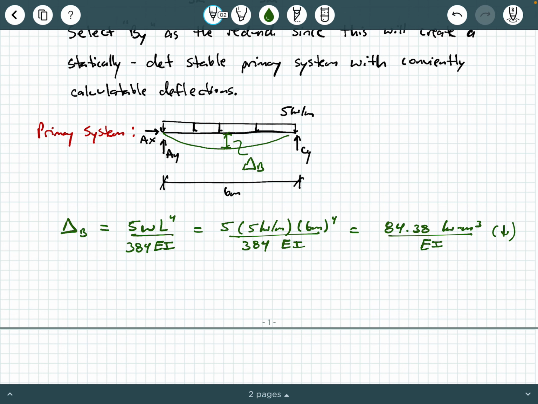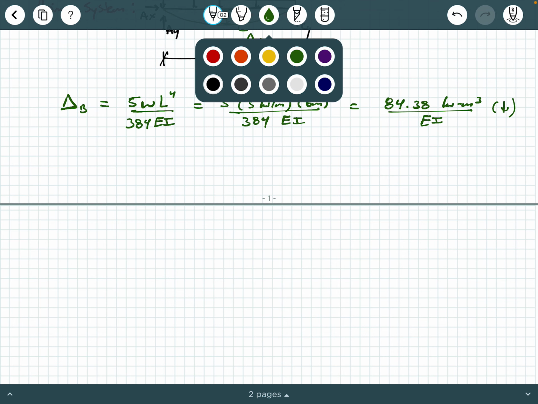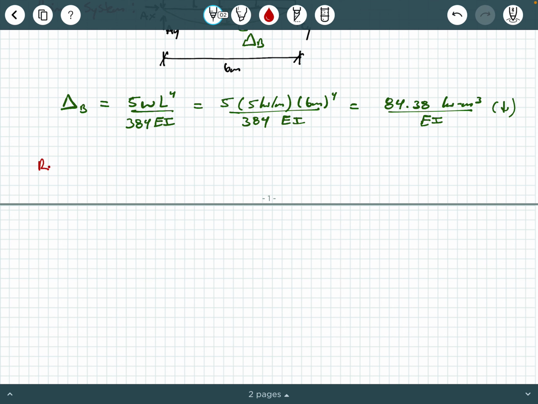So that's delta B. Now we're going to follow a similar procedure that we have seen in our other videos on this topic. We're going to now draw the redundant, I'm going to call this redund system. Now on the redundant system, we are going to geometrically draw the same kind of beam that we see in the primary system, except we're not going to have the real loads on it.